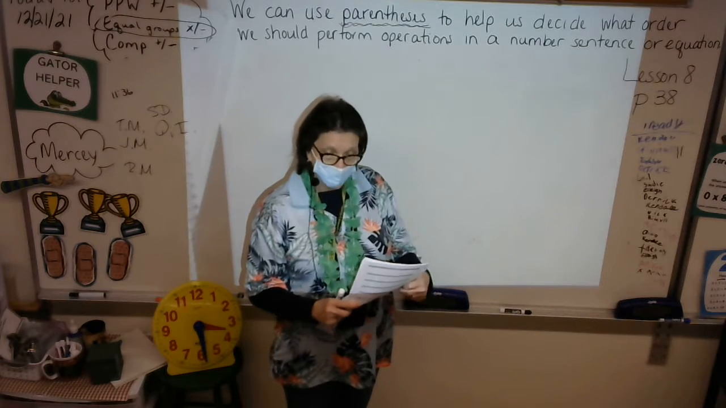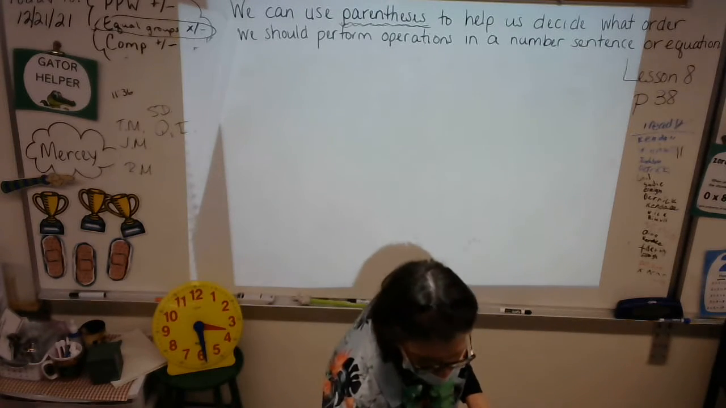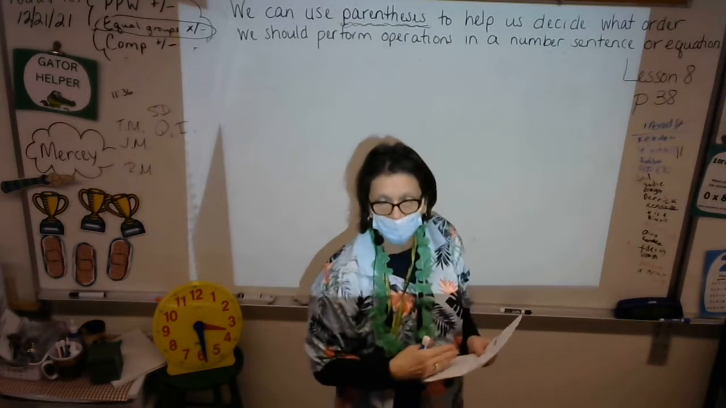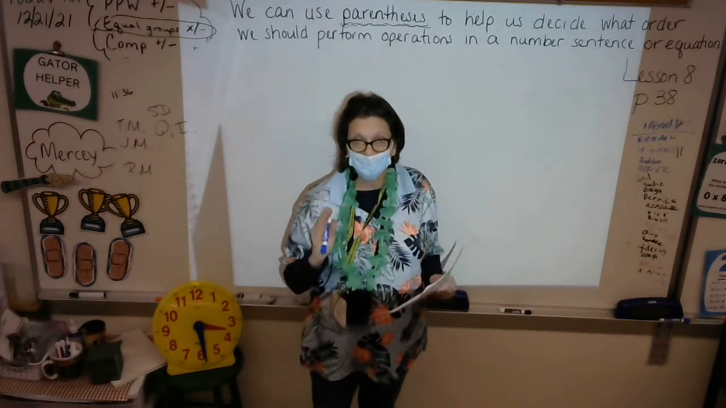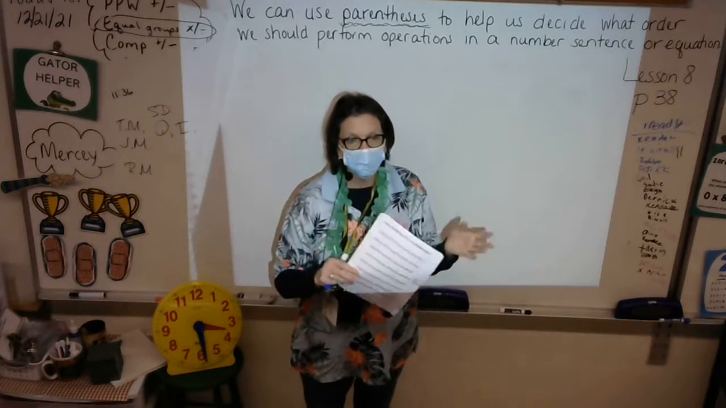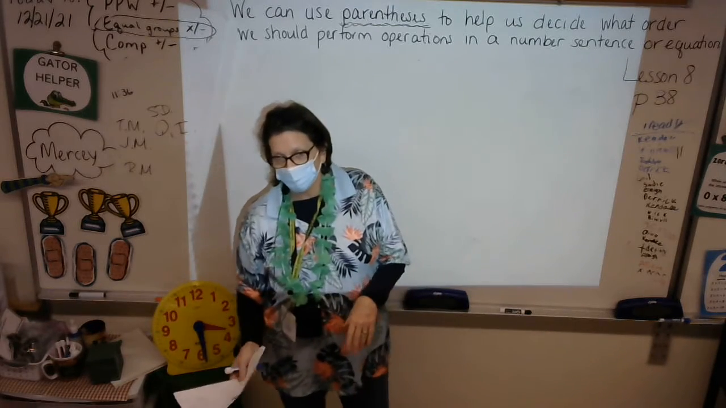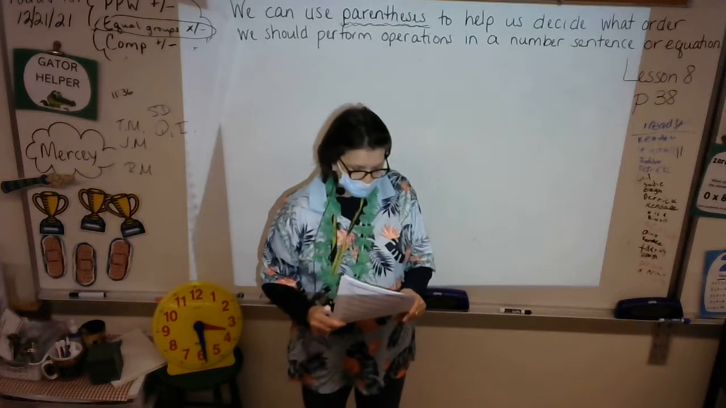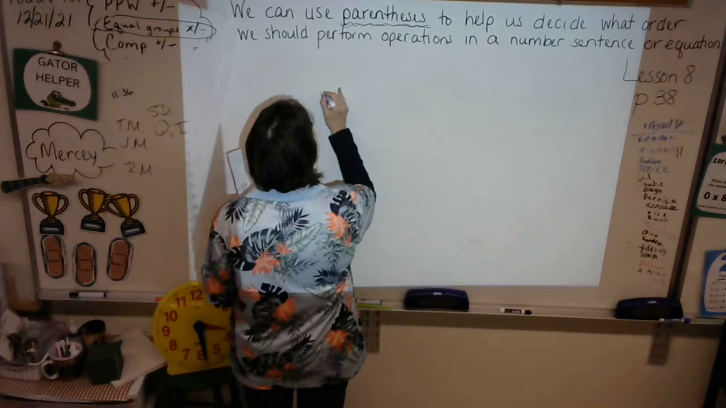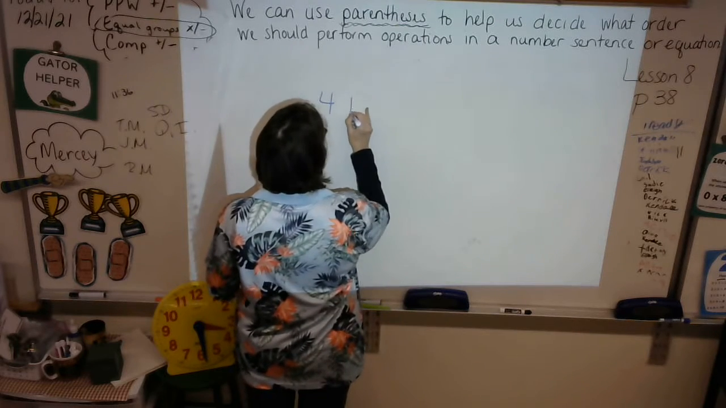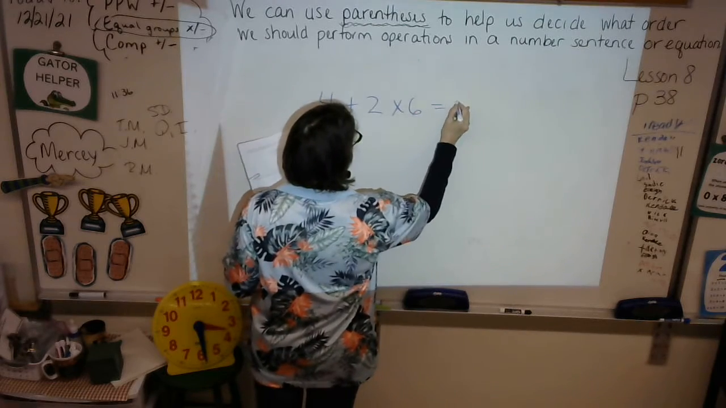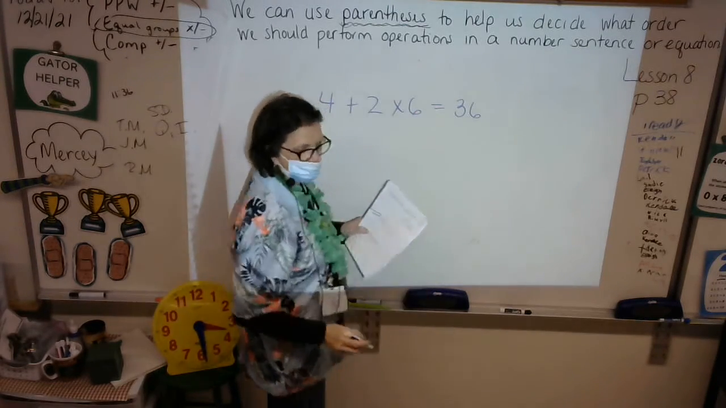So, on your board, I would like you to turn your board horizontally like this. Friends at home, I'm going to put these couple of examples up on Seesaw for you to do at home. And you will have to submit them. So you can toggle back and forth between the video and your template and do these with us, okay? So what I'd like to do right now is on your board, you are to write 4 plus 2 times 6 equals 36. So go ahead and write that.